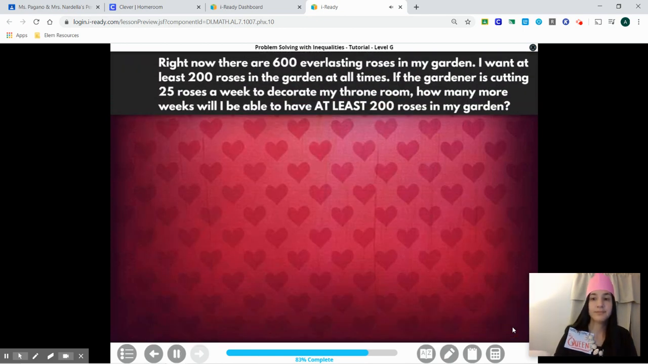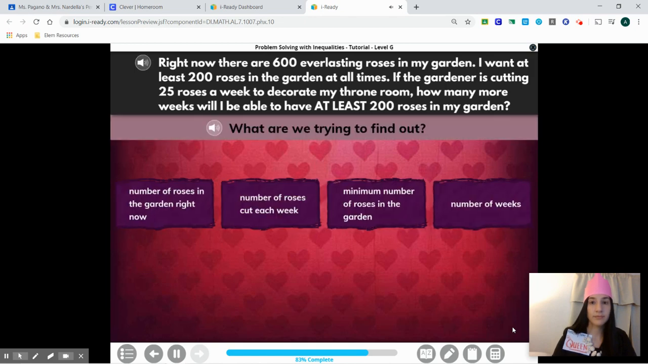Right now, there are 600 everlasting roses in my garden. I want at least 200 roses in the garden at all times. If the gardener is cutting 25 roses a week to decorate my throne room, how many more weeks will I be able to have at least 200 roses in my garden? What are we trying to find out? Let's look at the question. How many more weeks will I be able to have at least 200 roses in my garden? Right there in the question, how many more weeks? So we're looking for the number of weeks.